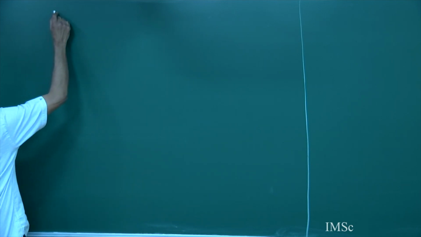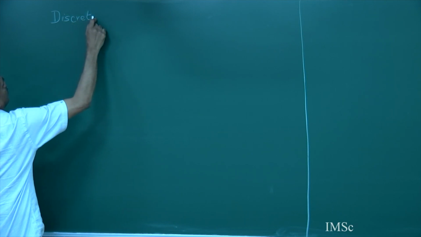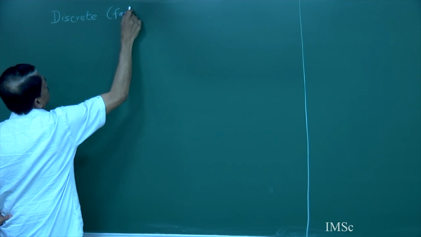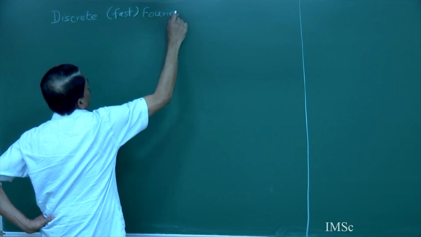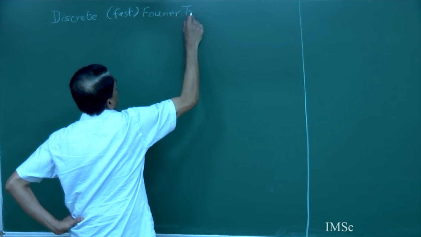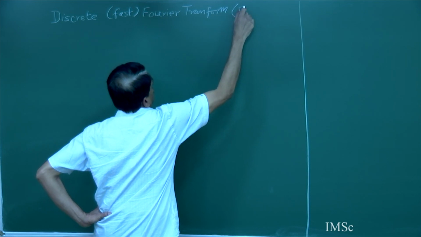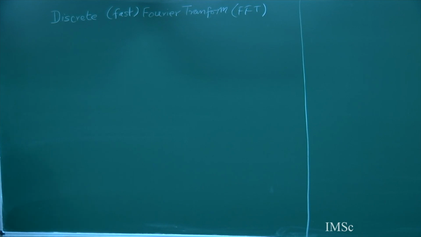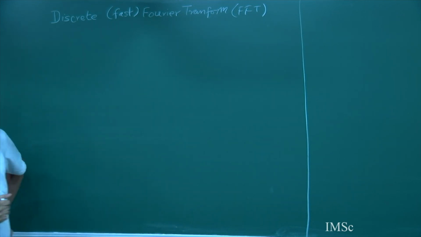Okay, so we're going to look at the discrete Fourier transform. Fast. It's also called FFT, and we'll see some applications for string matching, for polynomial multiplications and stuff.